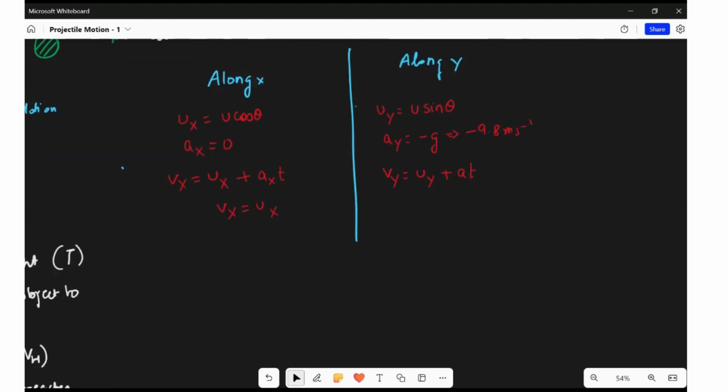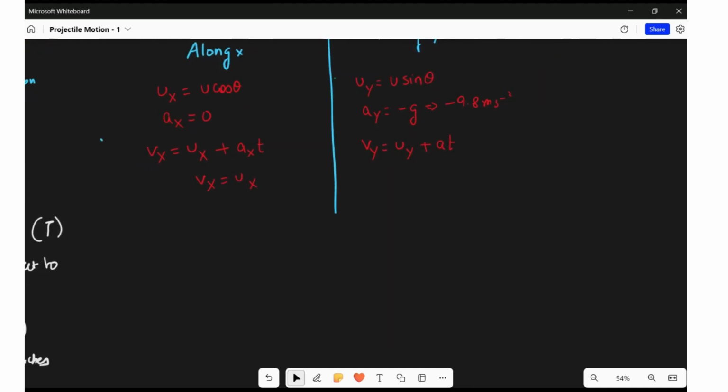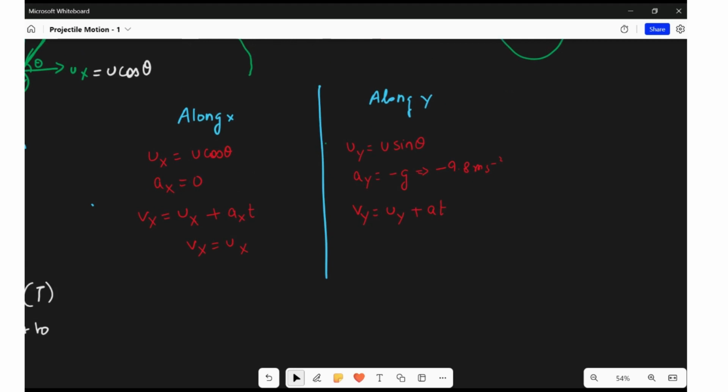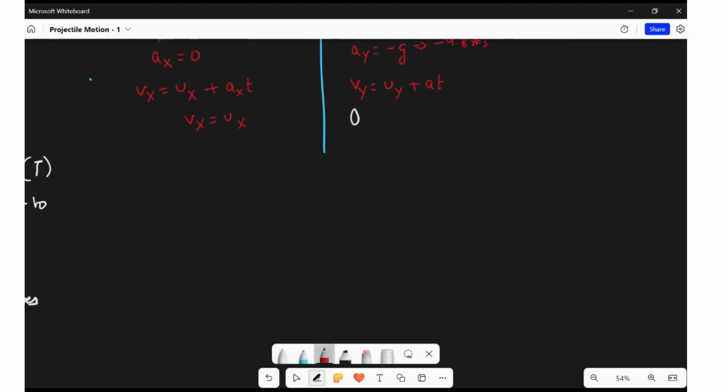All right. So from this, along the y direction, we can derive the time of flight. Now u along y, initial velocity is u sine theta, and velocity along y will be 0, because at the highest point, till the highest point, velocity along y is 0. So 0 is equal to u along y, or u sine theta, minus gt, since a along y is minus g. So u sine theta is equal to gt. So t becomes u sine theta by g.